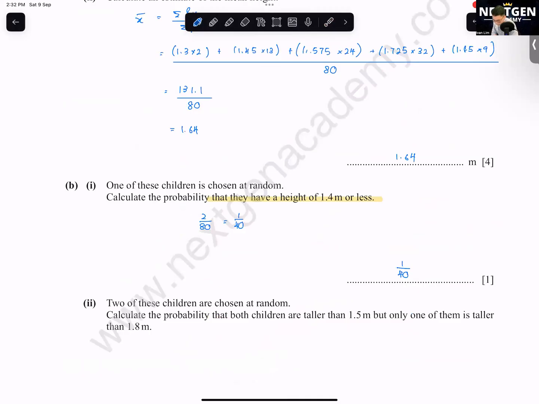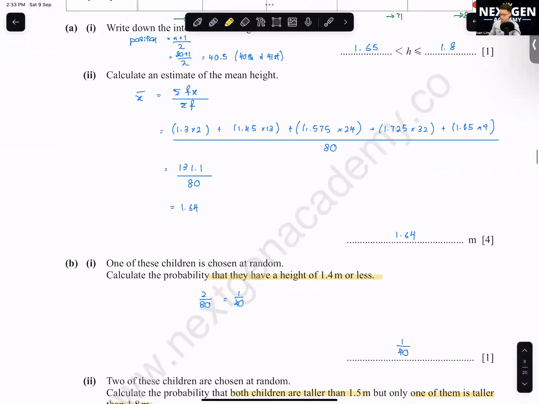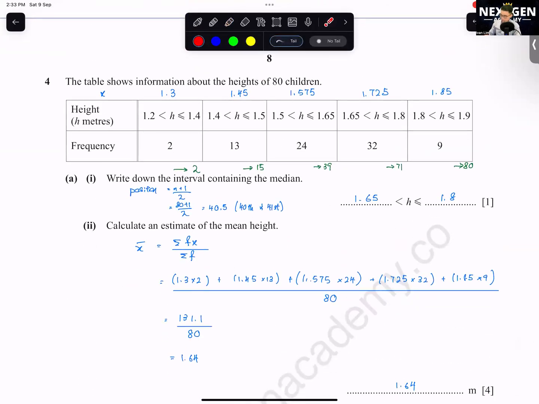Okay, question 2. 2 of these children are chosen at random. Calculate the probability that both children are taller than 1.5 meter, but only one of them is taller than 1.8 meter. What do they mean over here? Both children are taller than 1.5 meter, so you look at the list here. Look at the second statement first. Only one of them is taller than 1.8 meter, right? That means the other kid needs to be from 1.5 to 1.8. So the first kid that we want to choose is from 1.5 to 1.8 meter, and the other kid is from 1.8 to 1.9 meter.